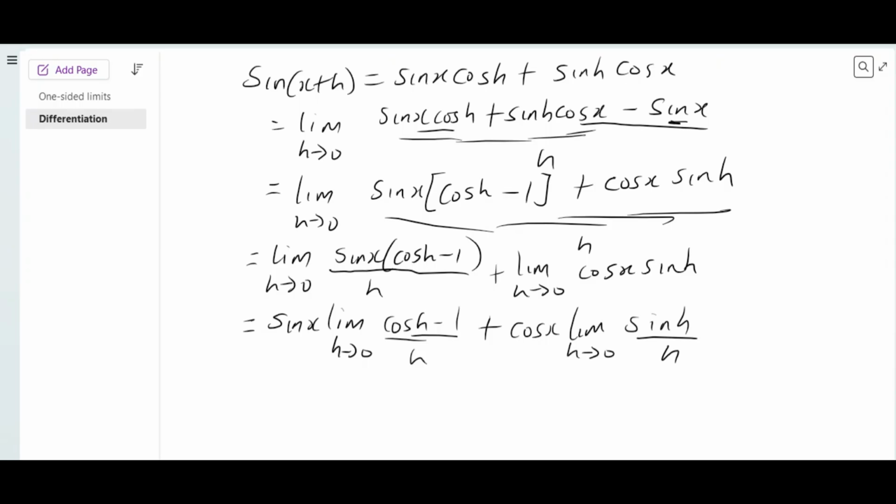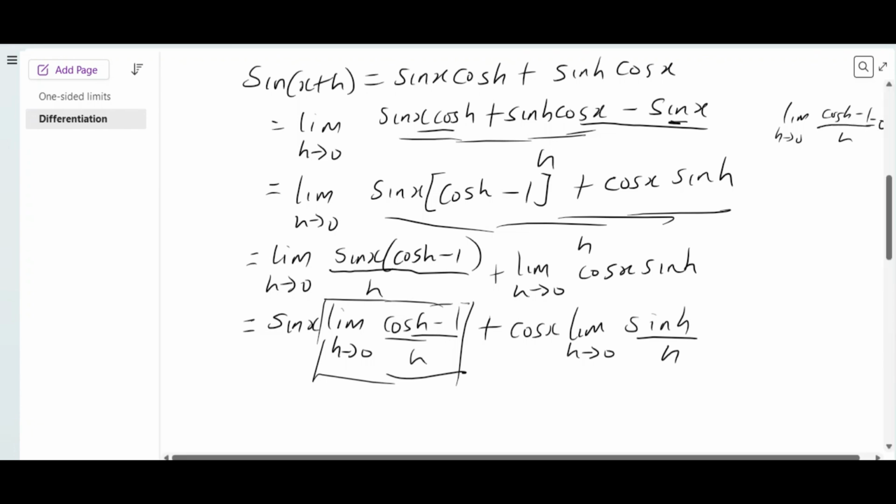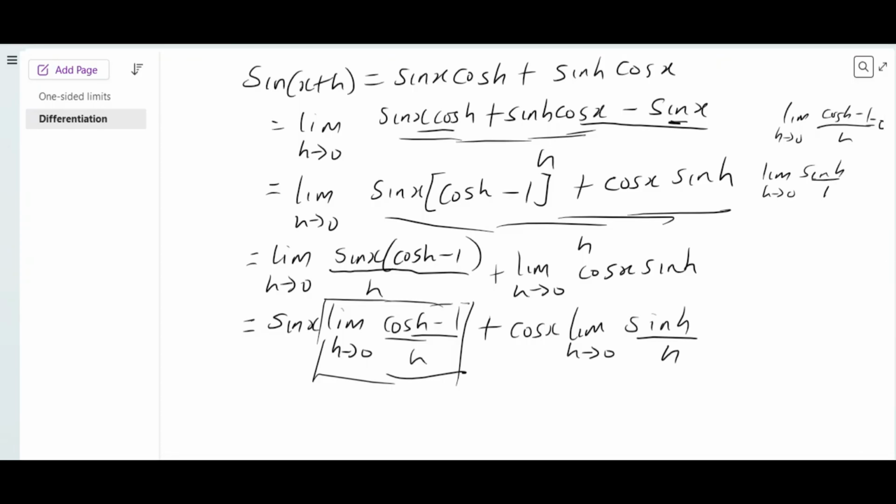Now look at these particular limits. We have some special limits in trig. Let me write it here: the limit as h approaches 0 of cos h minus 1 over h is 0, right? Then the limit as h approaches 0 of sine h over h is equal to 1. These are special limits that we have for trig.